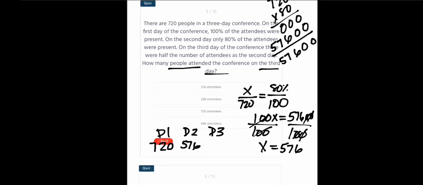Now, it says on the third day of the conference, there were half the number of attendees as the second day. How do we find half of something? We divide it by 2. So let's take this 576 and let's divide it by 2. 2 goes into 5 2 times. 5 minus 4 is 1. Bring down the 7. 2 goes into 17 8 times.